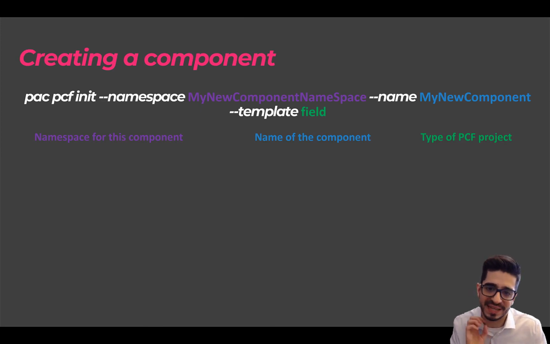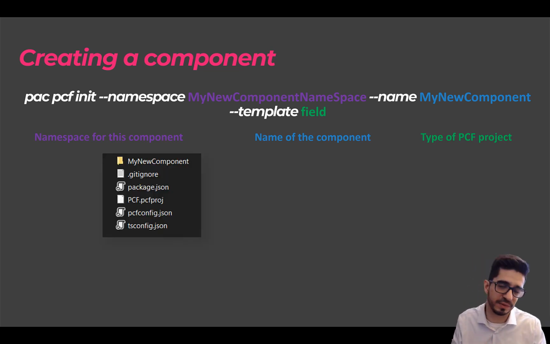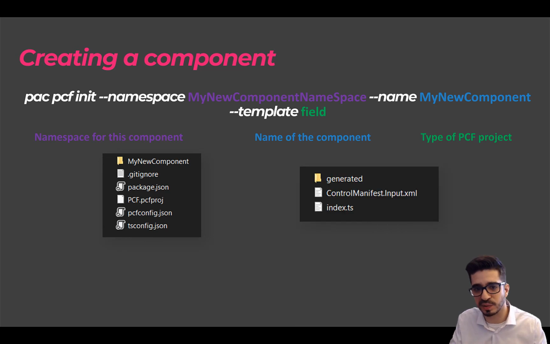So here is a basic command to initialize a component. You define a namespace, a name, and the template to be used. And so it will generate a lot of files related to the project itself. And you can see on the right the file that you will have to modify today to code the components.